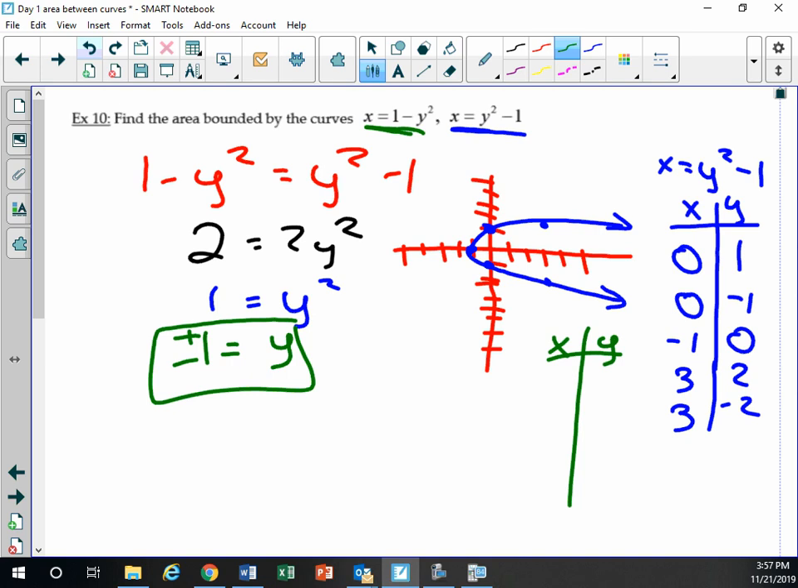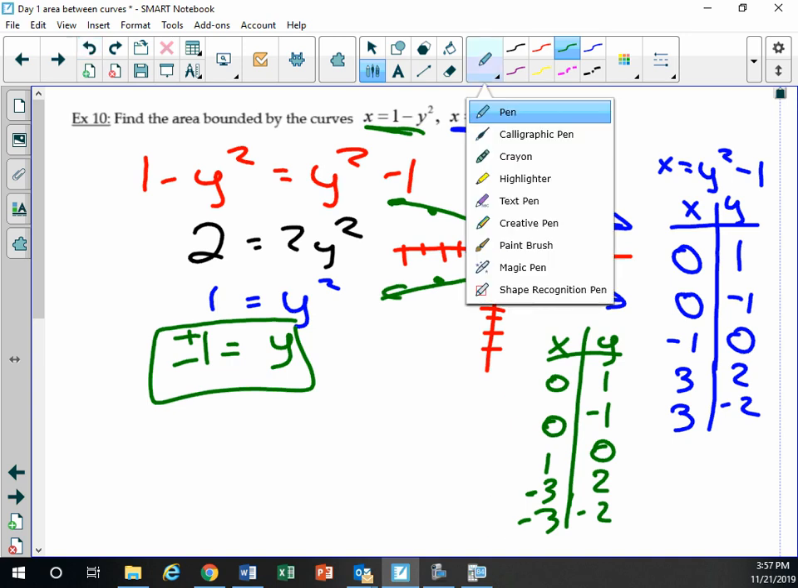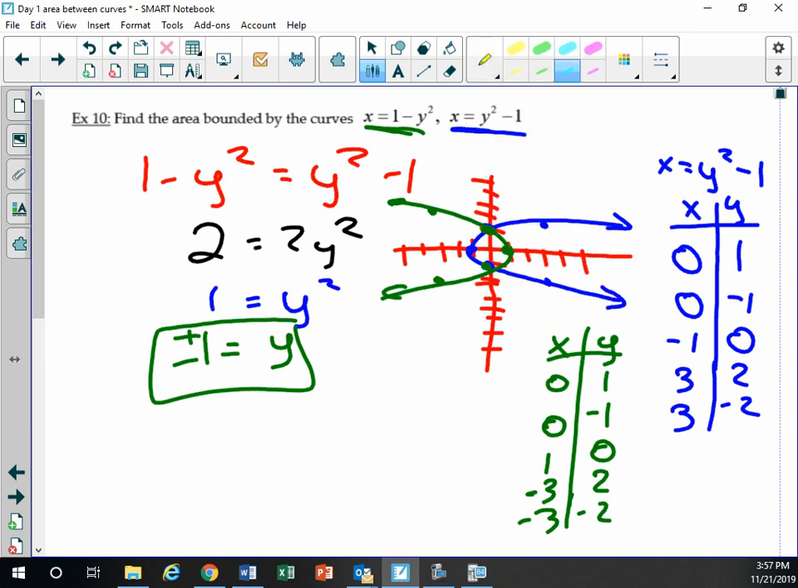And again, I'm choosing y values, so I've got to choose 1 or negative 1. They both give me out 0. If I choose 0, I get out 1. If I choose 2 or negative 2, because they're going to give me out the same number, it is also negative 3. So 0, 1, 0, negative 1, and this is 1, 0, and this is negative 3, 2, and negative 3, negative 2. And I care about this area right here.